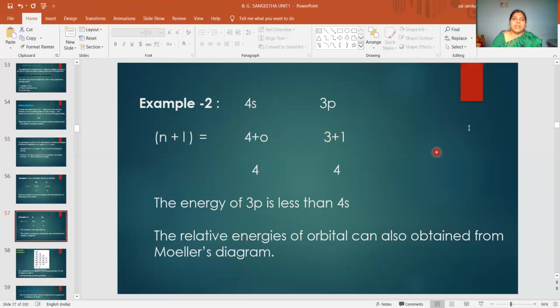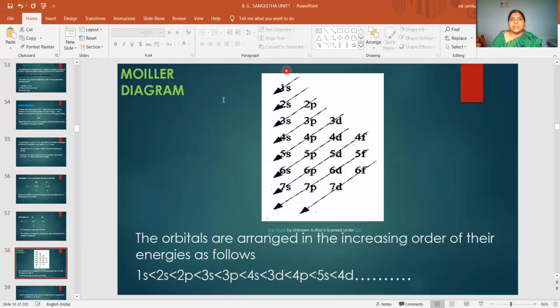Okay. Next, the relative energies of orbitals can also be obtained from the Moeller diagram. You might have studied this Moeller diagram in 10th standard. According to this diagram also, you can know the energies of the various orbitals. So now we will see this diagram. This is known as the Moeller diagram. If you forget the order, then if you draw this diagram, you will get the order.